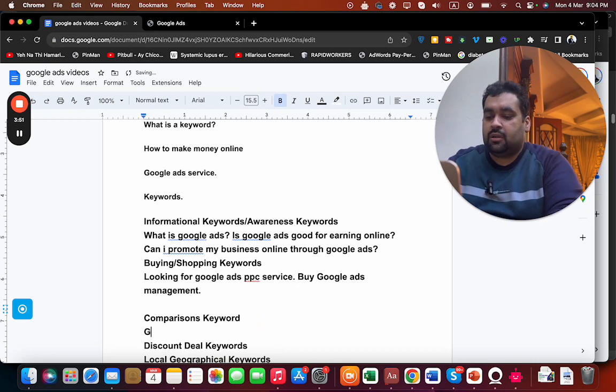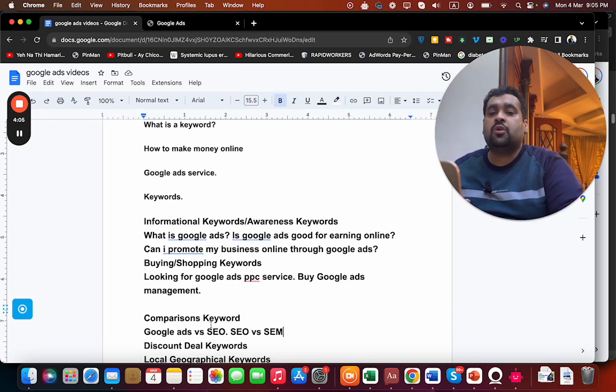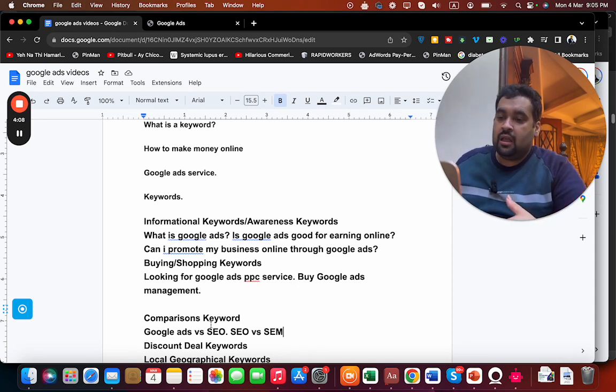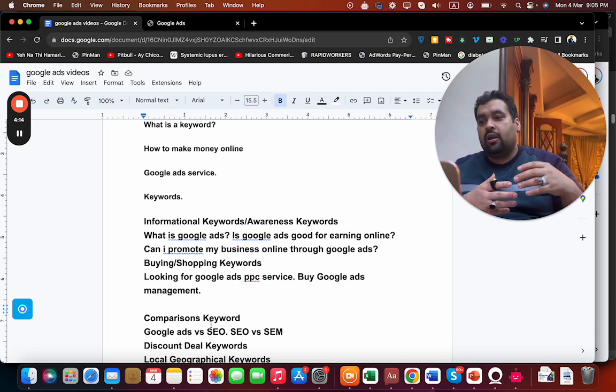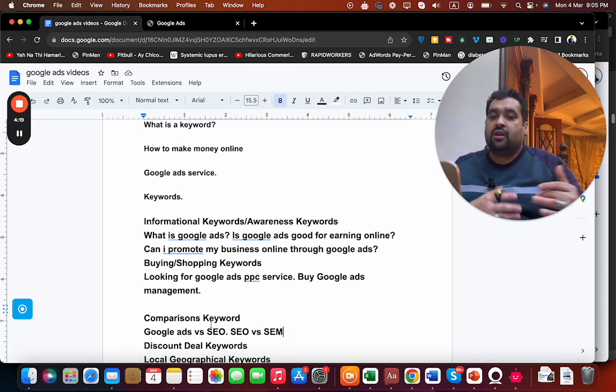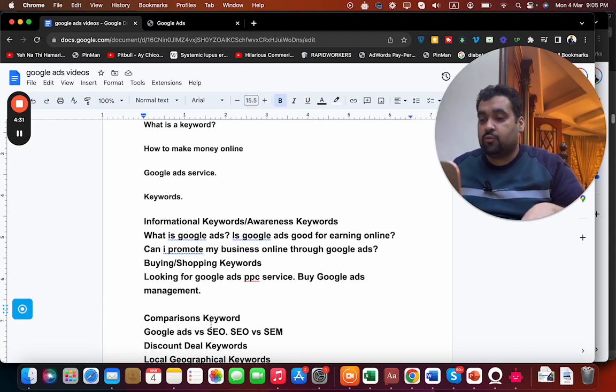But comparison keywords, like Google Ads versus SEO, or SEO versus SEM, are keywords where you want to know which one is good. So you need to understand the intent behind the keyword. This keyword can bring good traffic, but here the customer does not want to buy a Google Ads service. He just wants to know the comparison. If you want to promote your blog, or promote yourself in the longer term, I might target it and gain a customer in the longer run. But in a shorter span, this keyword may not generate a sale at the moment. So I need to understand that.